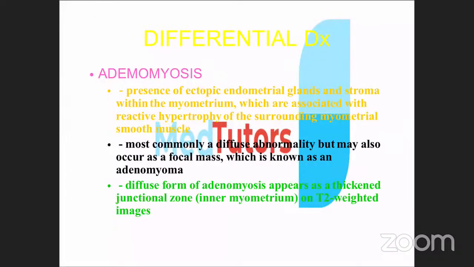Differential diagnosis. Adenomyosis. It is most commonly a diffuse abnormality, but it can occur as a focal mass, which is called an adenomyoma. If you have adenomyosis, the uterus is also enlarged. But remember, I said adenomyosis and fibroid can present the same way: menorrhagia, dysmenorrhea, dyspareunia.